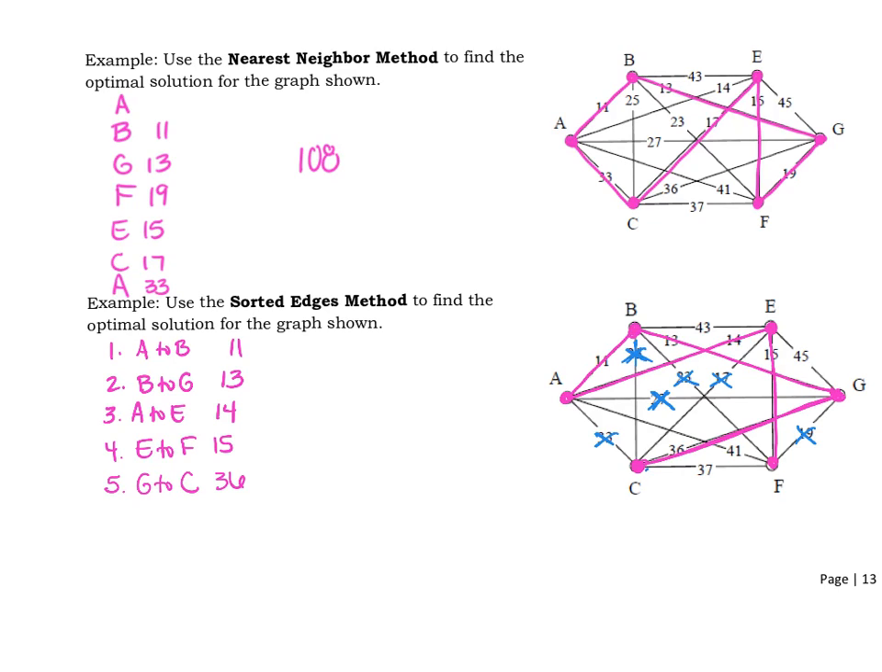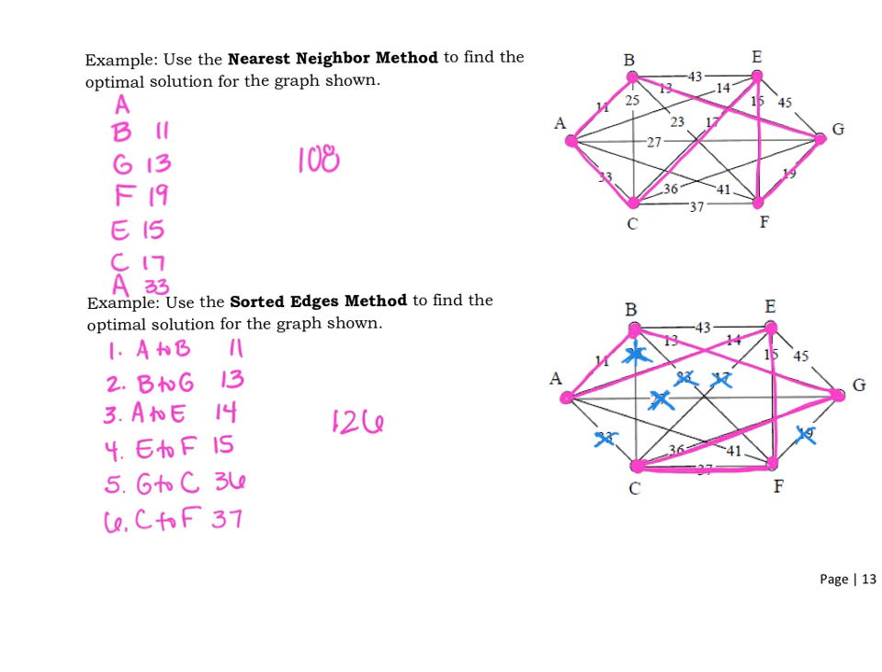All right, and then we repeat. My next cheapest would be the 37 connecting C and F, and at this point I have visited all my vertices. That would complete my circuit, and it doesn't give me any vertex of degree 3. So C to F at 37, and whenever you add up that total, it's 126.